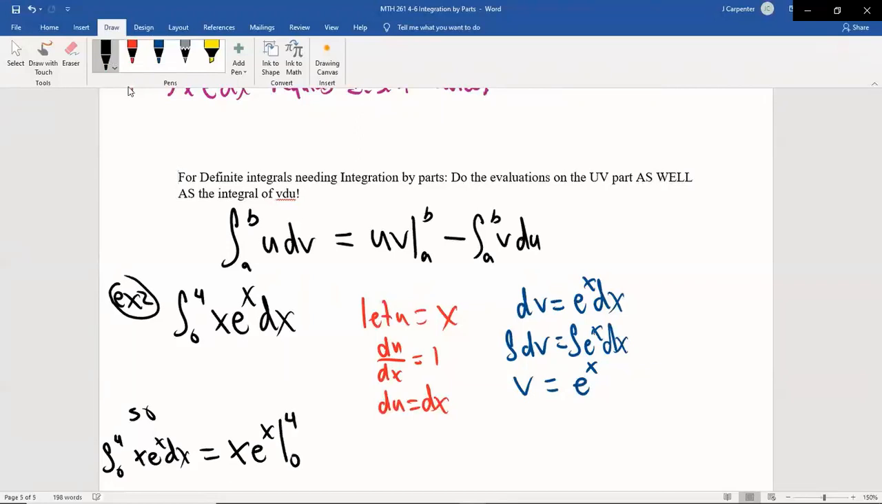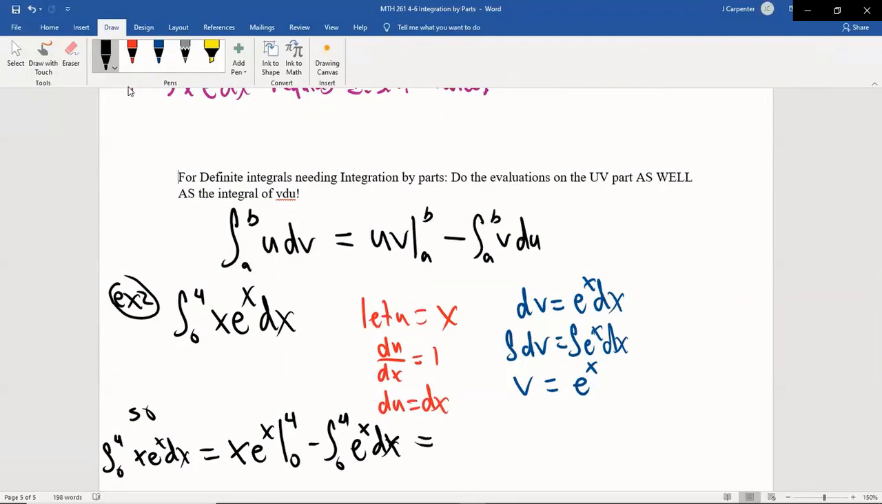But now plugging that in between 0 and 4. And see, I'm still in my American dollar, so I don't switch those numbers. Minus integral from 0 to 4 of v times du. v is e to the x, du is dx. So e to the x dx. Once again, we've gotten a simpler integral, one that we actually know how to integrate, unlike the last problem, where it took us a couple of times to get there.